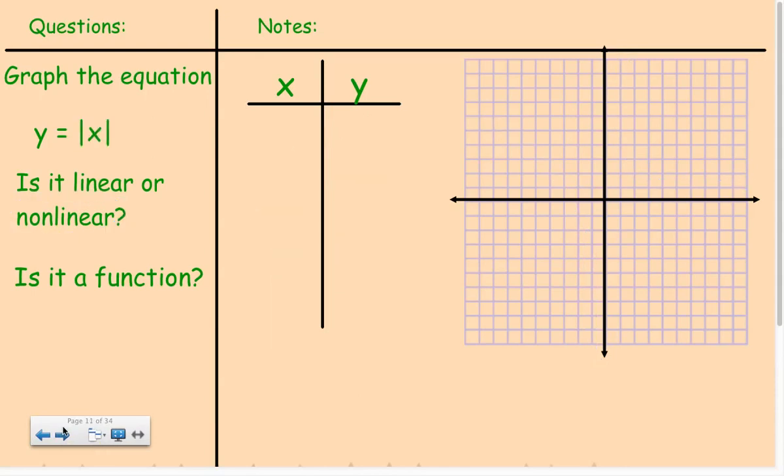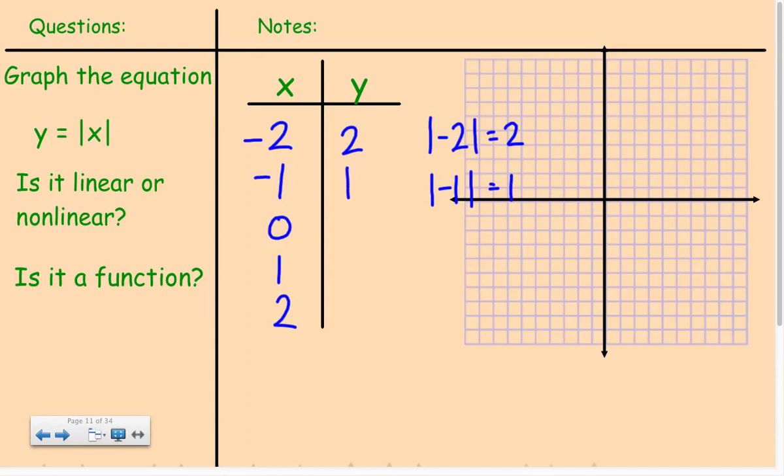All right, now we have absolute value. Negative 2, negative 1, 0, 1, and 2. This one's simple. Absolute value of negative 2 is 2. Absolute value of negative 1 is 1. Absolute value of 0 is 0. Absolute value of 1 is 1. Absolute value of 2 is 2. So that one was quick. Graph those 5 points. Negative 2, 2. Negative 1, 1. 0, 0. 1, 1. 2, 2. This one makes a V.